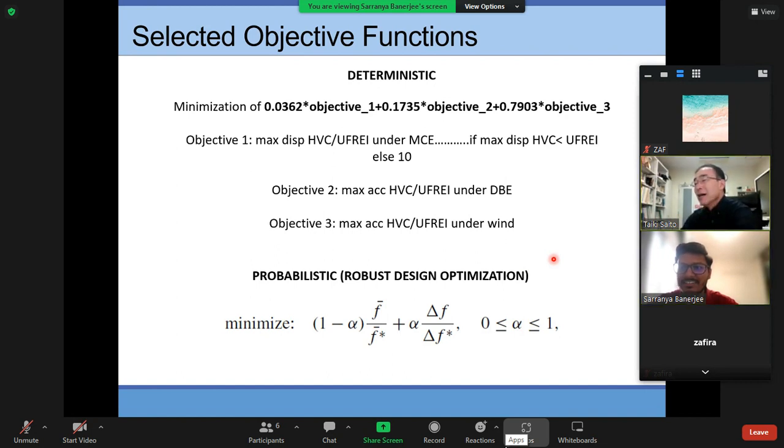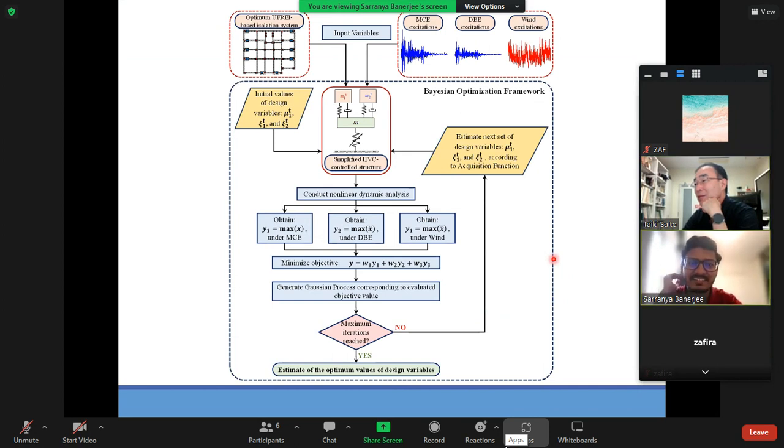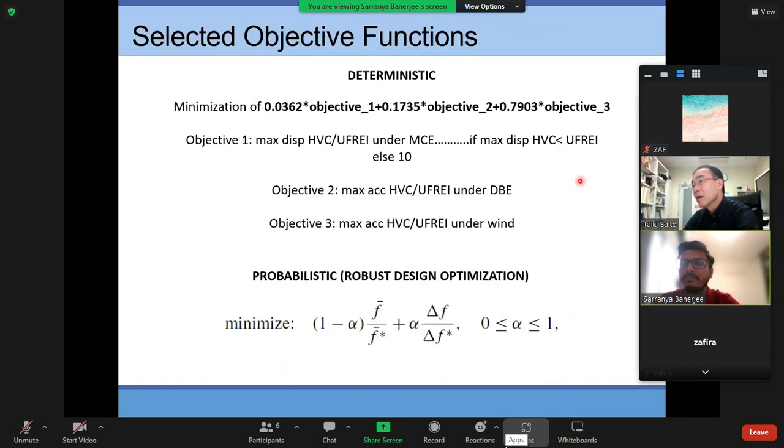Okay. Well, I couldn't follow completely. But could you show me the next flow chart? Yes, sensei. In the previous slide you showed me probabilistic. So this flow chart is not probabilistic? No, sensei. This is only deterministic. This will only give us the estimate of the optimum parameters based on this objective function.